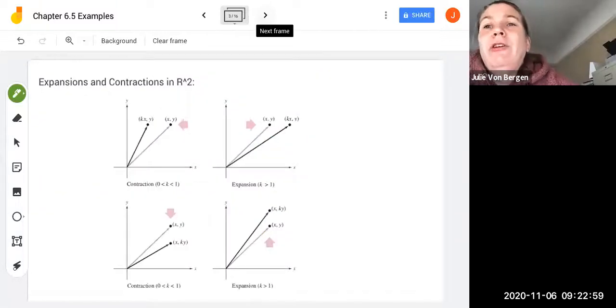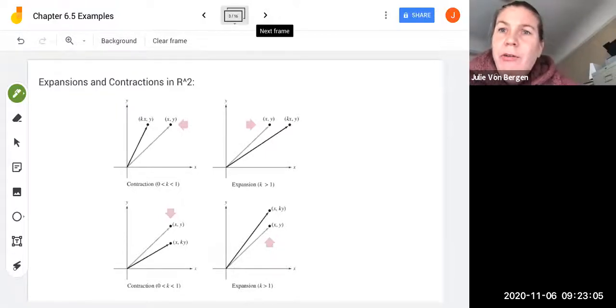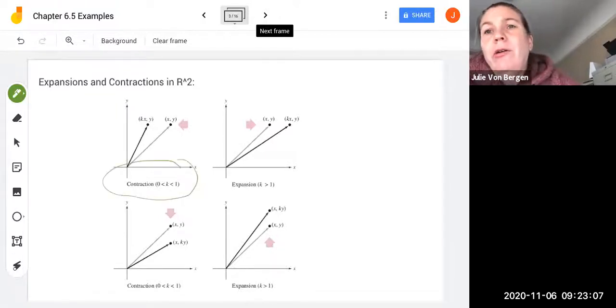All right, expansions and contractions, this is where we multiply by a constant. So in our first graph here, we're looking at a contraction. So the constant K is less than 1. So you see Kx moves the horizontal value closer to the origin. So we say that's a contraction horizontally.